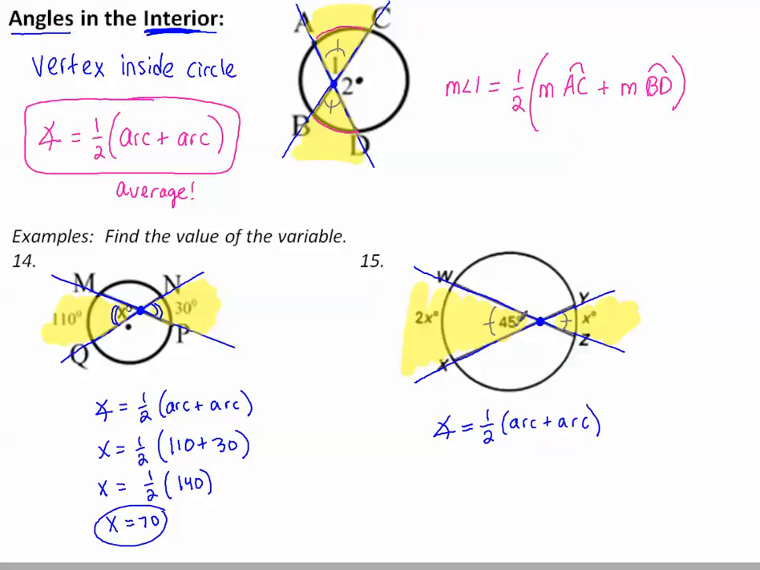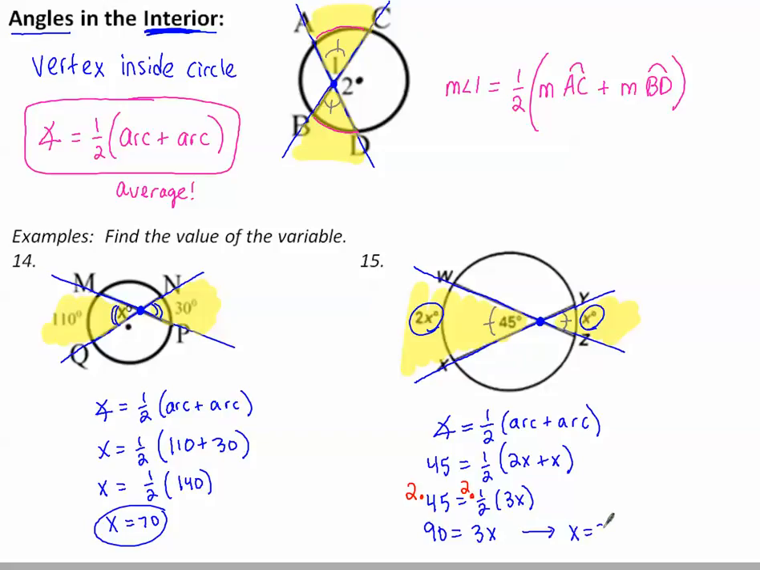In this picture, the angle says 45. This arc says 2x, this arc says x, so 2x plus x. This time, I can combine the x's and I can get rid of the 1/2. So let's go ahead and combine the x's first. That makes 3x's, and then multiplying by 2 helps me get rid of that dividing by 2. And dividing by 3, x equals 30. So the hardest part, recognizing what type of angle, vertex is inside the circle, and the formula to use.